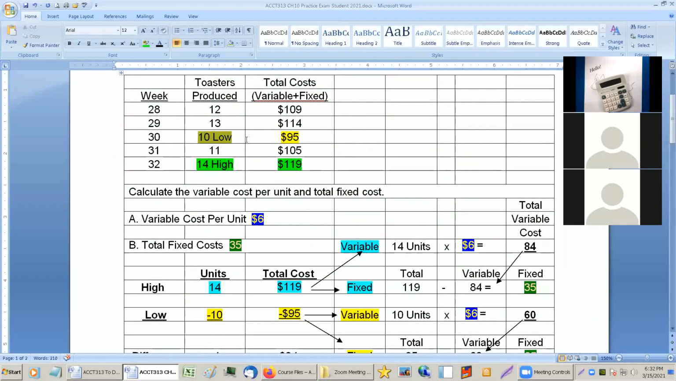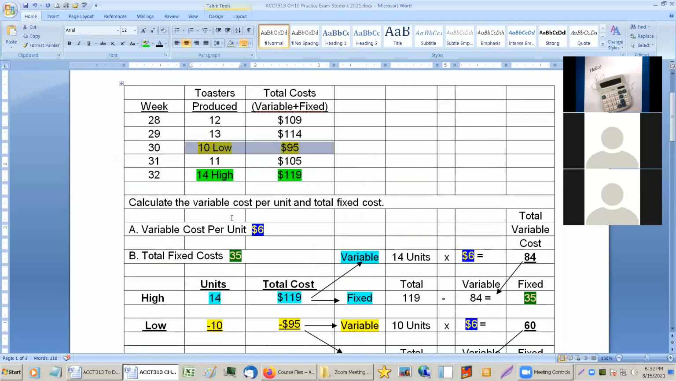Okay, so high-low, you just grab the highest and the lowest. The benefit of it is it's fast. The disadvantage is that you leave out a lot of data that might be relevant, to make the calculations easier and faster to do.